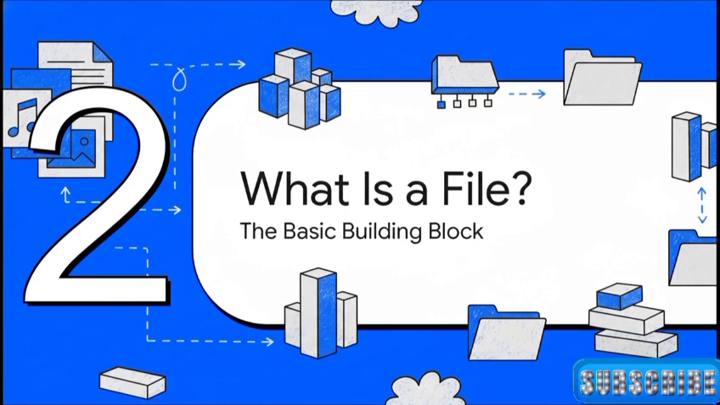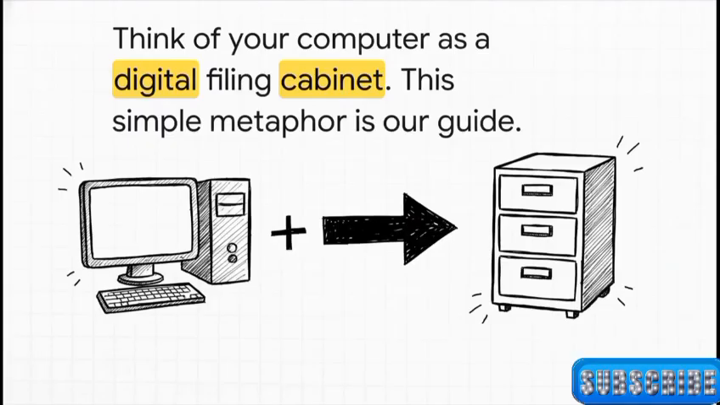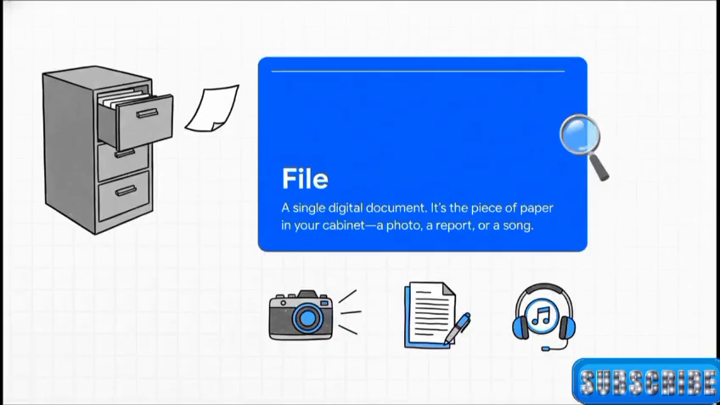So, what exactly is a file? To make this super easy, I want you to picture your entire computer as just a big digital filing cabinet. Got it? This one simple idea, this metaphor, is the key to, well, everything we're about to talk about. So if your computer is the cabinet, then a file is just a single piece of paper inside of it. That's it. It's one photo, one school report, one of your favorite songs. It's the individual thing we need to get organized.